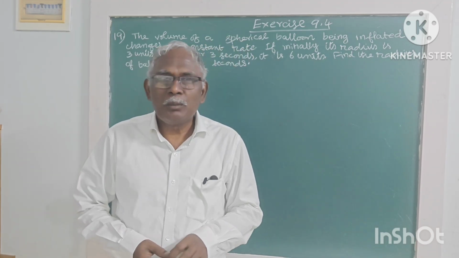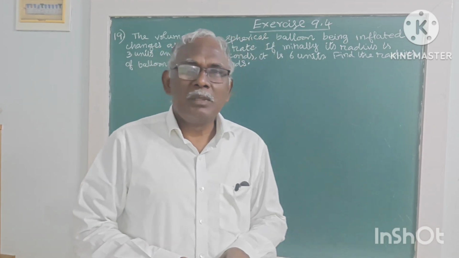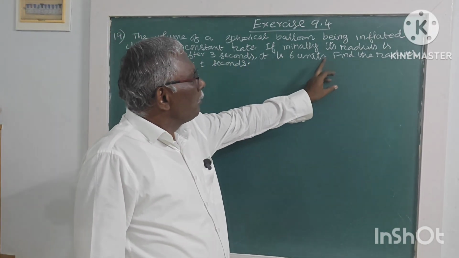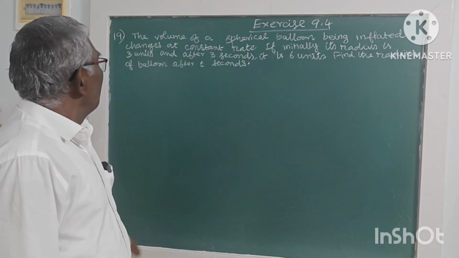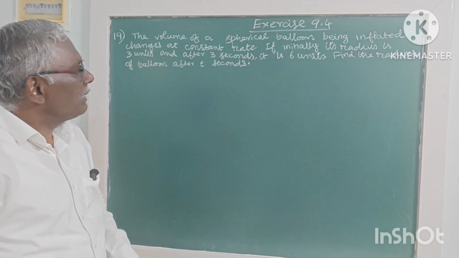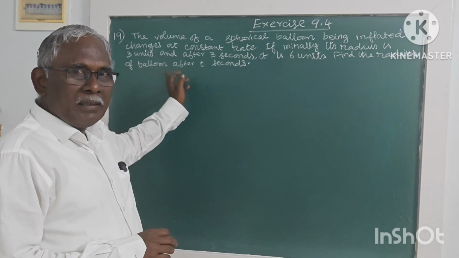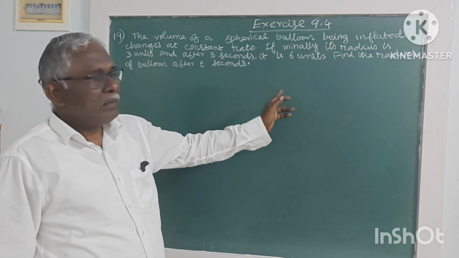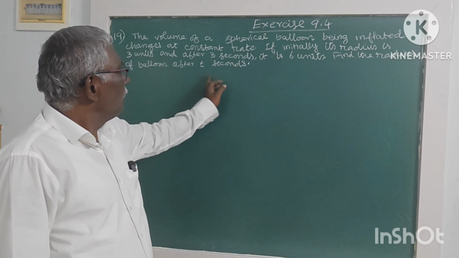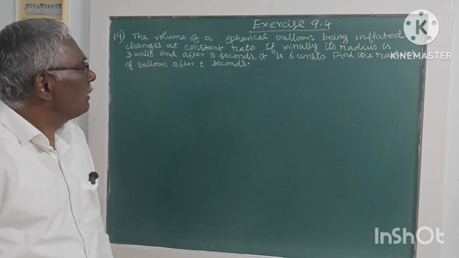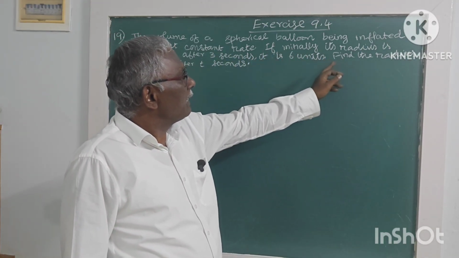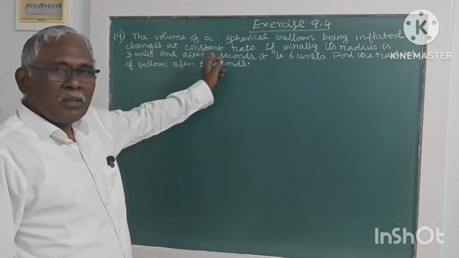Today we'll be doing some more problems on variables separable. The volume of a spherical balloon being inflated changes at a constant rate. If initially its radius is 3 units and after 3 seconds it is 6 units, find the radius of the balloon after t seconds. First you have to see: volume of a spherical balloon being inflated changes at a constant rate.